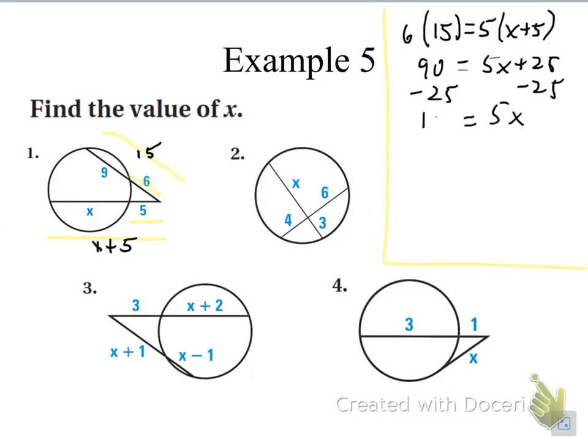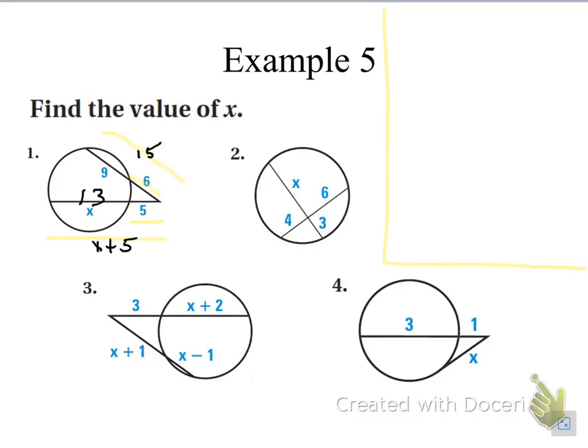We subtract 25 from both sides. We get 65. Then we divide by 5. We get x equals 13, and we're pretty happy because this is 13. I'm just going to clean it up, and then we'll go on to the next one.